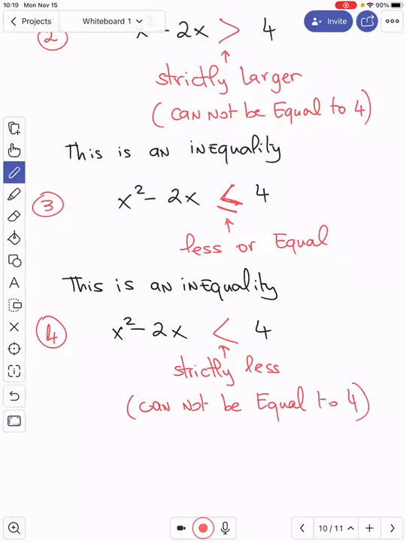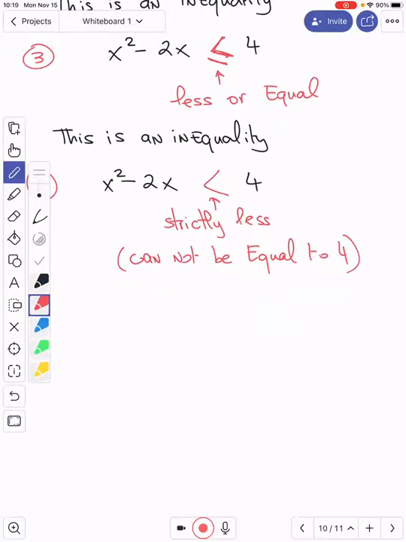All right. So these are the different inequalities: strictly larger, larger or equal, less or equal, or strictly less. Now, how do we solve inequalities, right? So that's the next question.